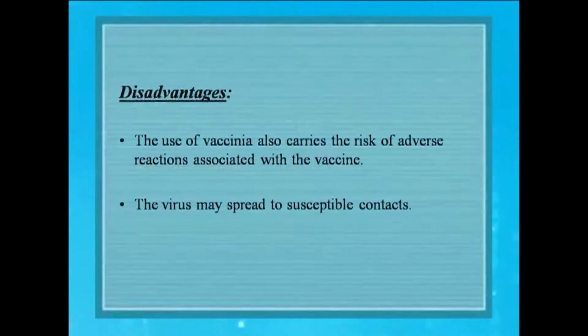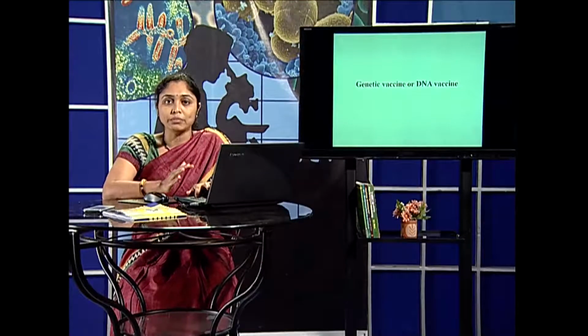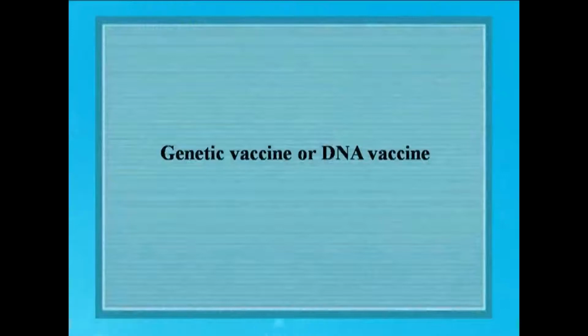The disadvantage of this vector vaccine is that the use of vaccinia carries a risk of adverse effects and the virus can easily spread to susceptible contacts. Now, the second type of recombinant DNA vaccine is genetic vaccine or DNA vaccine.